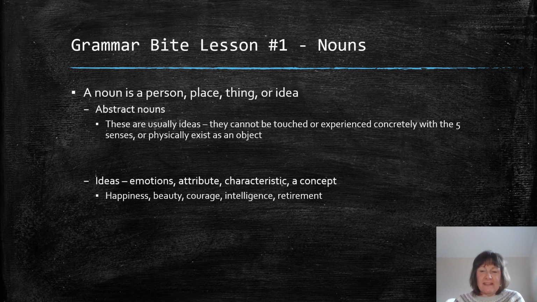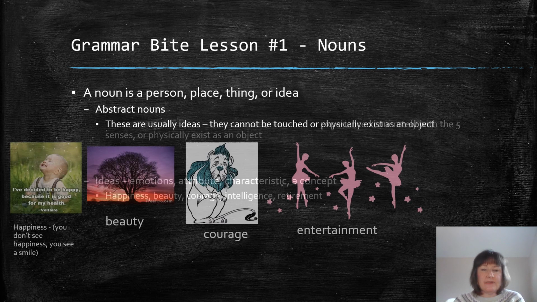But it is important that as they get older, that they can identify these as things in a sentence, because they'll have to understand that those things are being used different ways in a sentence and be able to use them as things when they're talking about them in a sentence, such as happiness, beauty, courage, intelligence, retirement. These are all things, but they're ideas, they're concepts, or they're emotions. So we'll look at some.